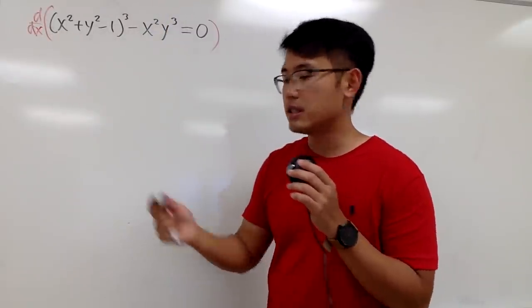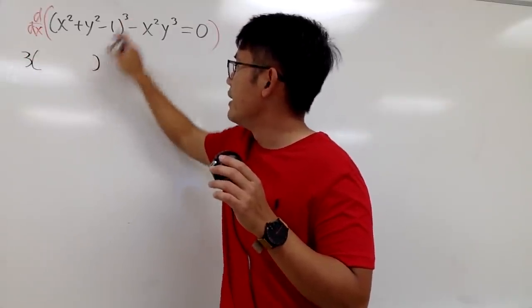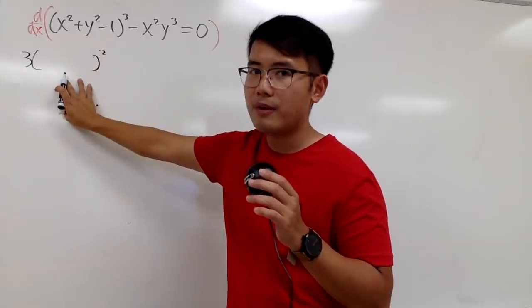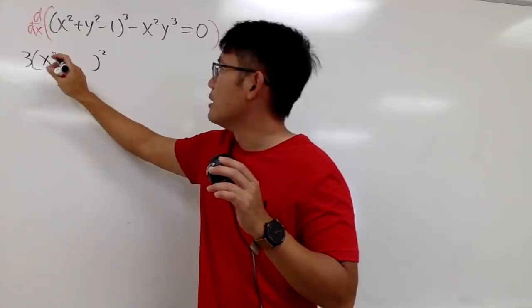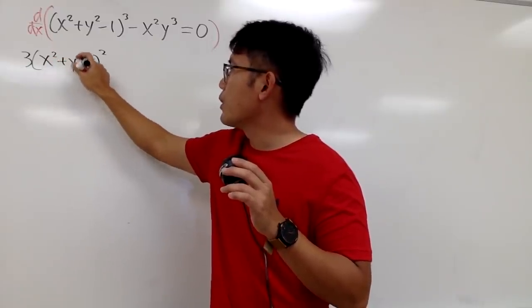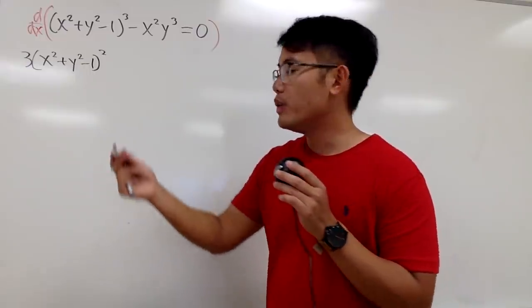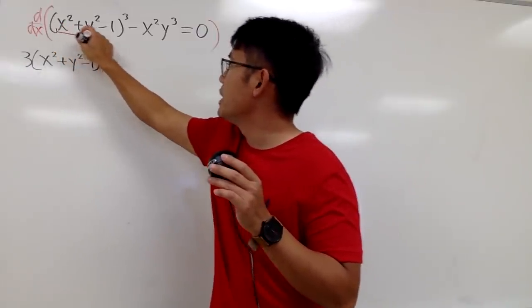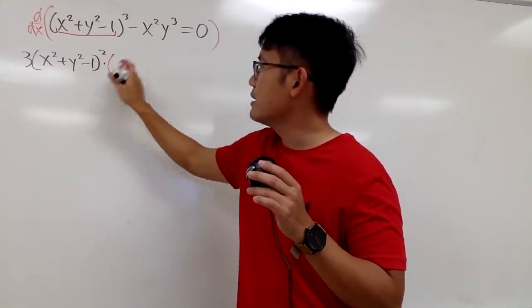Let's do that first. So right here, I will write down 3, open the parentheses, and then this is going to be to the second power now. And the inside stays the same. Namely, we put down x squared plus y squared minus 1. And then the chain rule says we have to multiply by the derivative of the inside. So let's go ahead and put down parentheses like this.